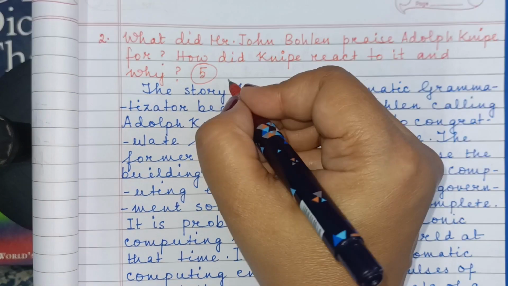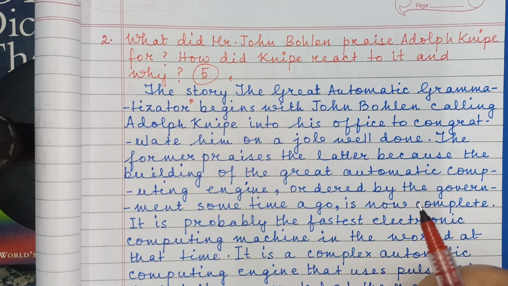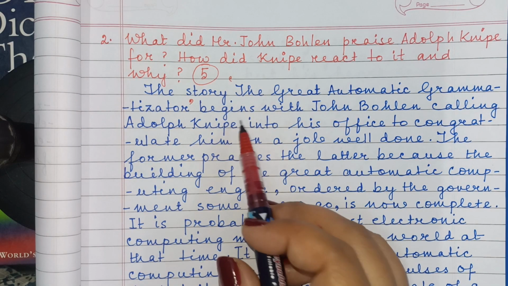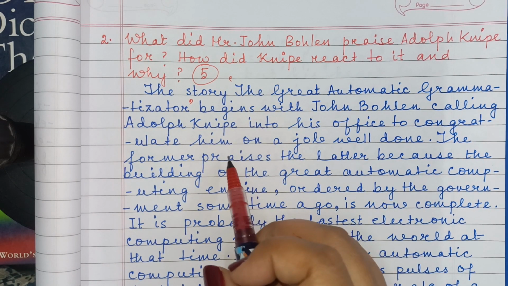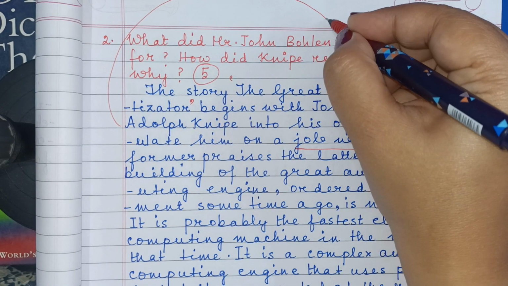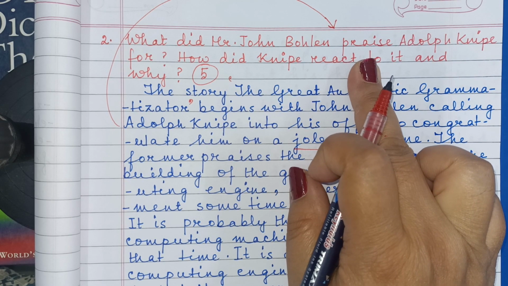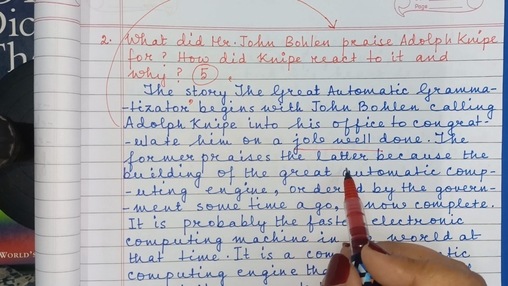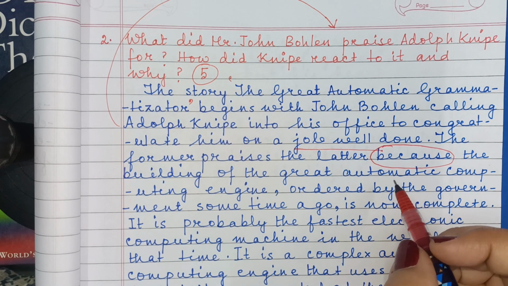The story, The Great Automatic Grammatizator. Put it within quotes or underline the name of the story, the title. The story, The Great Automatic Grammatizator, begins with John Boleyn calling Adolph Knipe into his office to congratulate him on a job well done. So, praise, directly related to the question. What did he praise Adolph Knipe for? The former praises the latter because in the introduction itself, I have started the explanation.